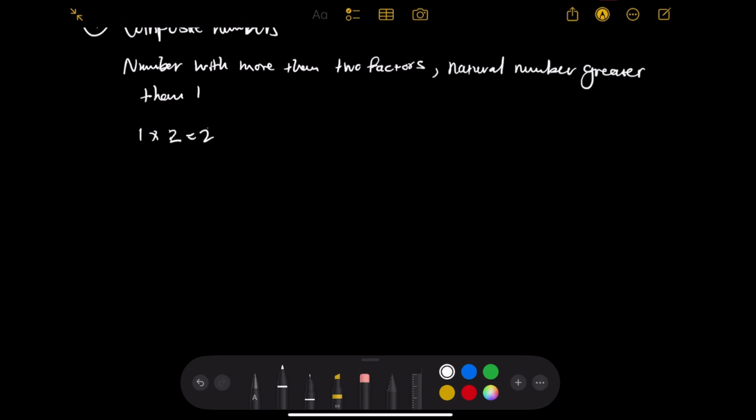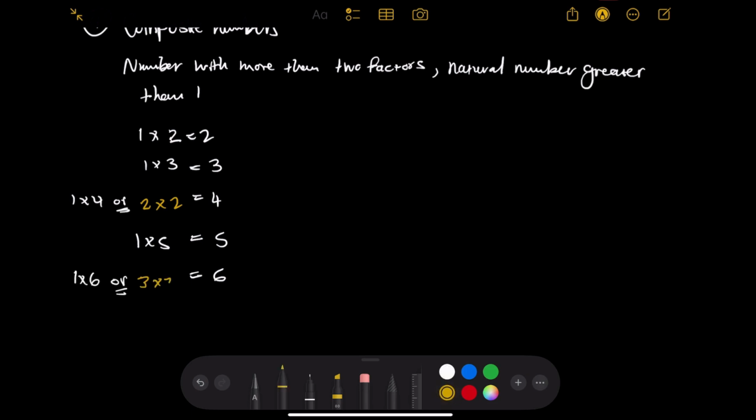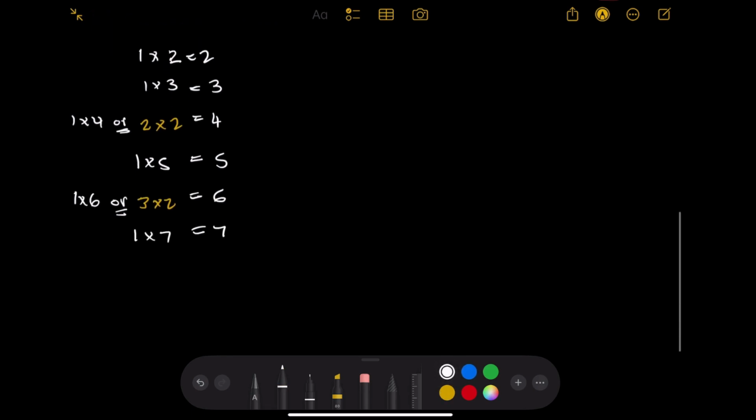So when I think about the number 2, 1 times 2 gives me 2, 1 times 3 gives me 3. If I think about the number 4, it's either 1 times 4 or 2 times 2. And then when I think about the number 5, only 1 times 5. Think about the number 6, it's either 1 times 6 or 3 times 2. When I think about the number 7, it's 1 times 7.